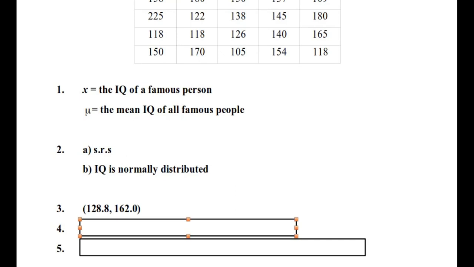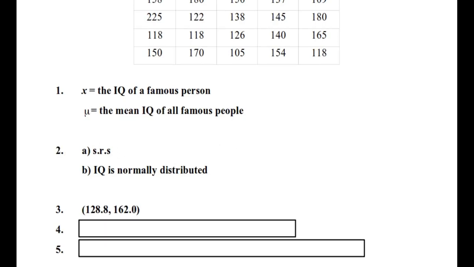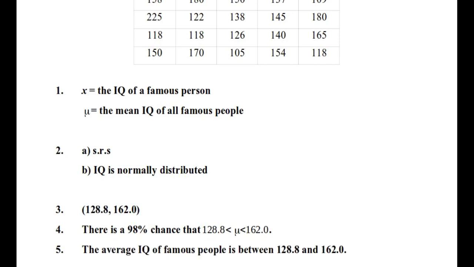The next thing we're going to do is say this in words. There is a 98% chance that the true population mean for the average intelligence, or I should say IQ, of famous people is between 128.8 and 162.0. Now, we know the units here. We know what this is talking about. We can say this nicely. The average IQ of famous people is between 128.8 and 162.0, which is a nice end to our first example looking at a confidence interval for population means.